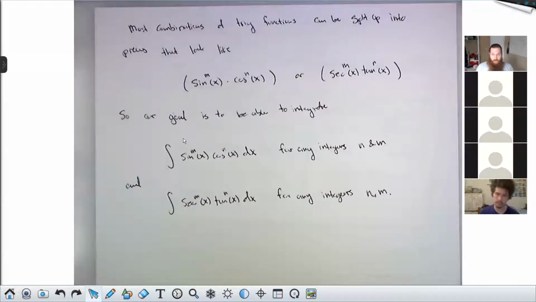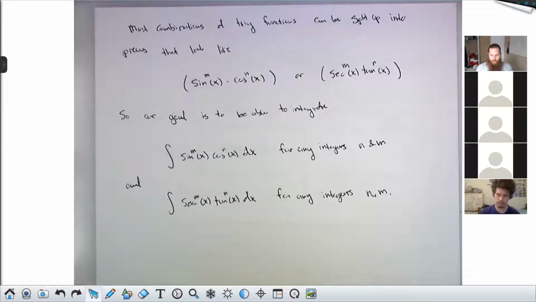We're going to break these down into further cases, right? So I'm going to look at these integrals first, and I'm going to categorize them according to the parity, that is the even or oddness of the numbers m and n.